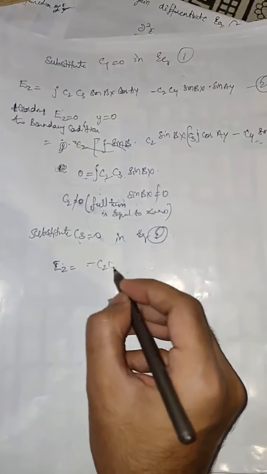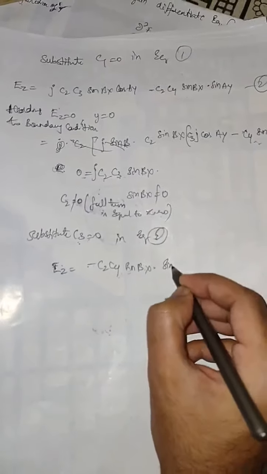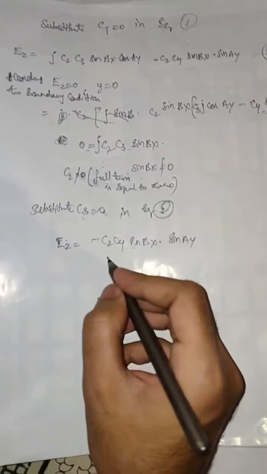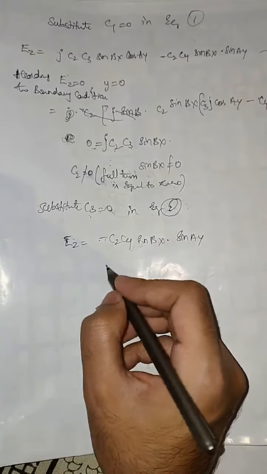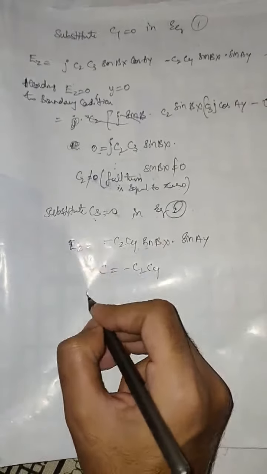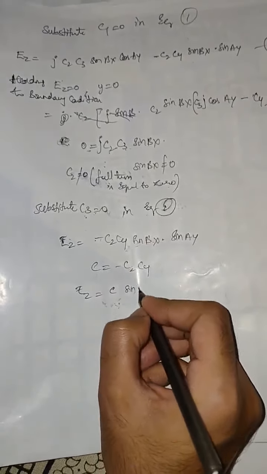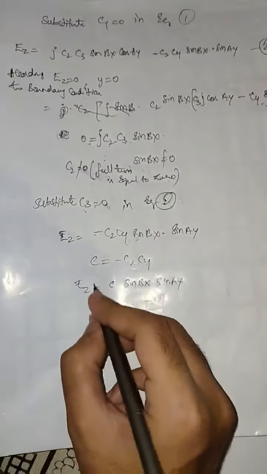So you'll get minus c2 c4 sin beta x sin ay. This is the equation you got. Now substitute minus c2 c4 as c, so you can write the equation as c sin beta x sin ay. So this is the Ez value.